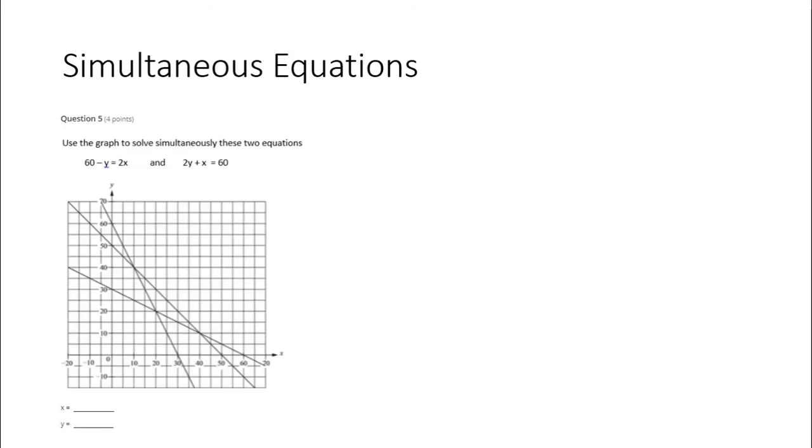Next, question 5. Use the graph to solve simultaneously these two equations. Now, we don't need to use too much algebra here. However, if we're going to use the graph, we want to know what the equation of the lines on the graph is. The equation of a line should really be in this format for us to be able to recognize it easily. Y equals some multiple of x plus, or if it's negative minus, some value.